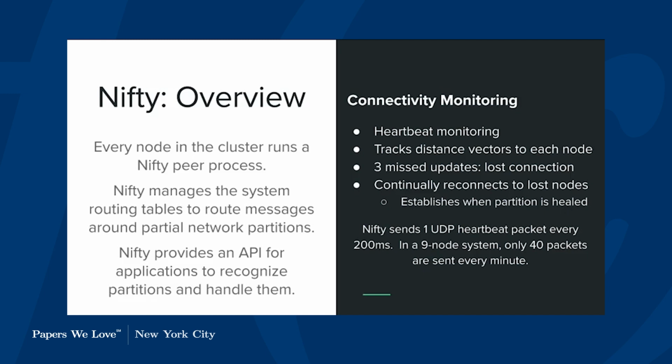There are a few different pieces. We will start with connectivity monitoring. So the Nifty processes talk to each other through heartbeat monitoring. They track distance vectors to each node, from where they are to how they get to somewhere else. Hopefully, in a fully connected network, the distance is 1. You can send a packet to any node of the network. However, if there are 3 missed updates, 3 missed heartbeats, a connection gets lost. And we'll talk about how we recover from that loss in the next slide.